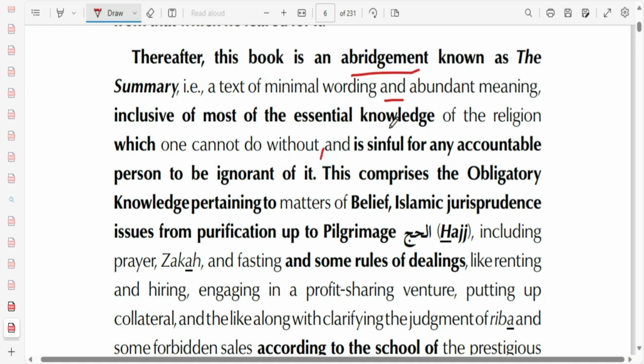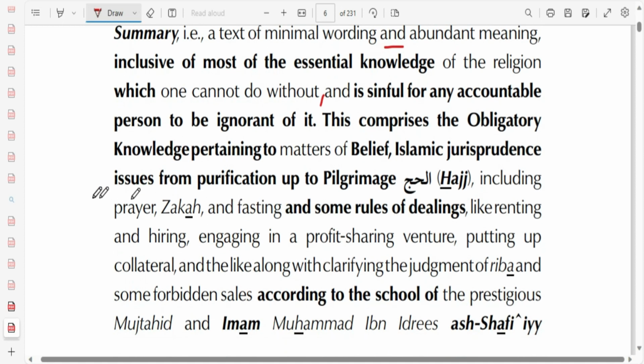Comma, and is sinful for any accountable person to be ignorant of it. This comprises the obligatory knowledge pertaining to matters of belief, Islamic jurisprudence issues, that means rules, from purification up to pilgrimage, Hajj, including prayer, zakah, and fasting, and some rules of dealings, like renting and hiring, engaging in a profit-sharing venture, putting up collateral, and the like, along with clarifying the judgment of riba, yani usury.